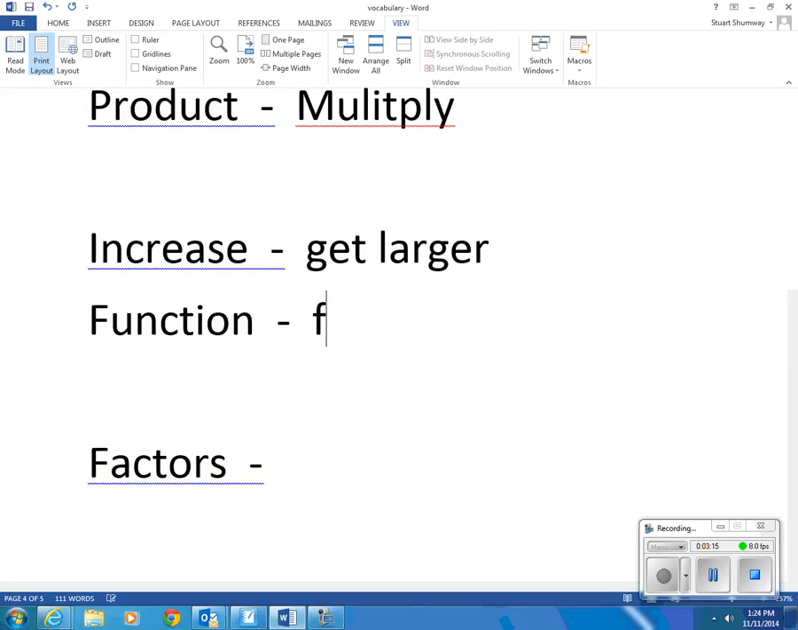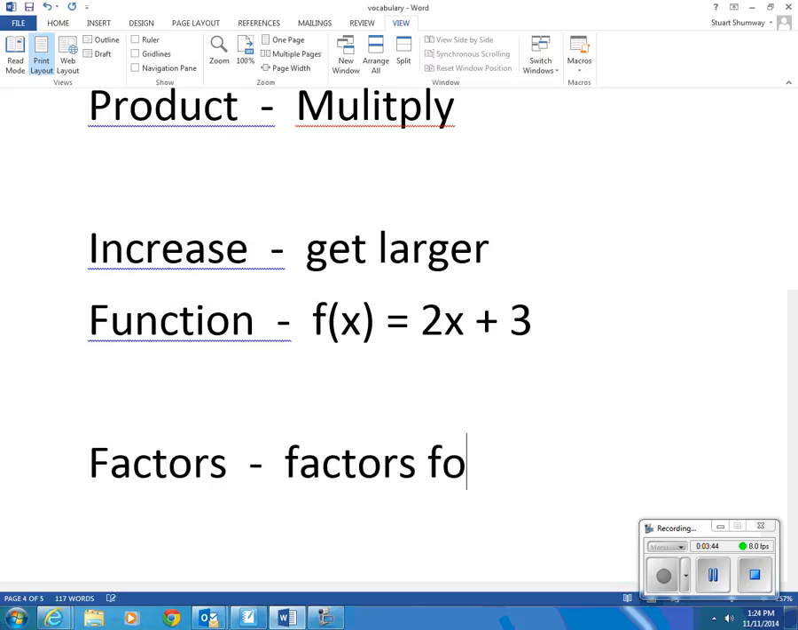Function. Like a function of x could be something like 2 times x plus 3. You wouldn't necessarily need the parentheses. Just kind of helps sometimes, but so we've been talking about them as equations. We want to introduce a new term, functions. Factors. Well, factors of 12 are 3 and 4, meaning that if I multiply 3 times 4, I get 12.